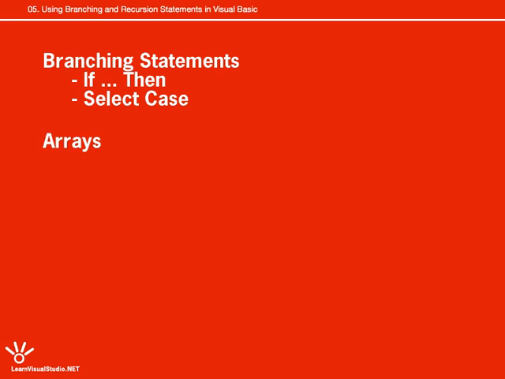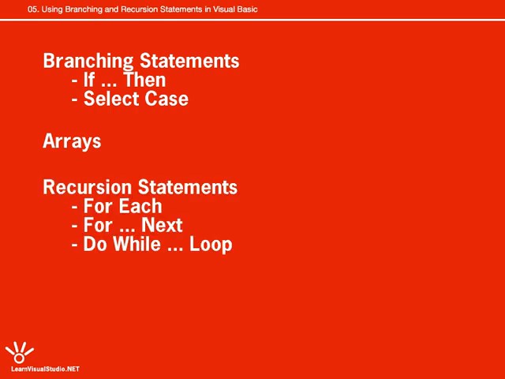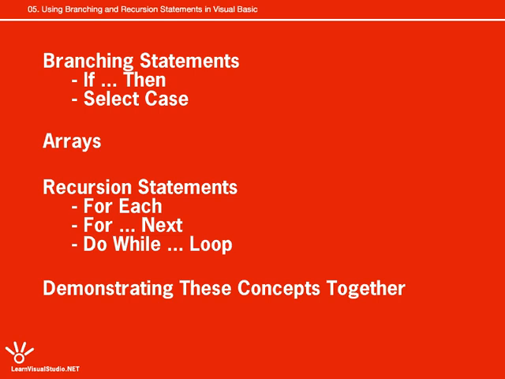Next, we're going to talk about arrays for collecting and managing groups of data, and we'll use that as a springboard to look at recursion statements. Recursion statements, also known in other programming languages as iteration statements, allow us to loop through each item in a group of data. We could change each item in the array, or evaluate it, or a number of different things depending on what we need for our application to do. The three iteration statements that we're going to look at are the for each, the for next, and the do while loop statements. And then finally, we're going to tie all three concepts together with a real life scenario to give you some context for why this stuff is so important.